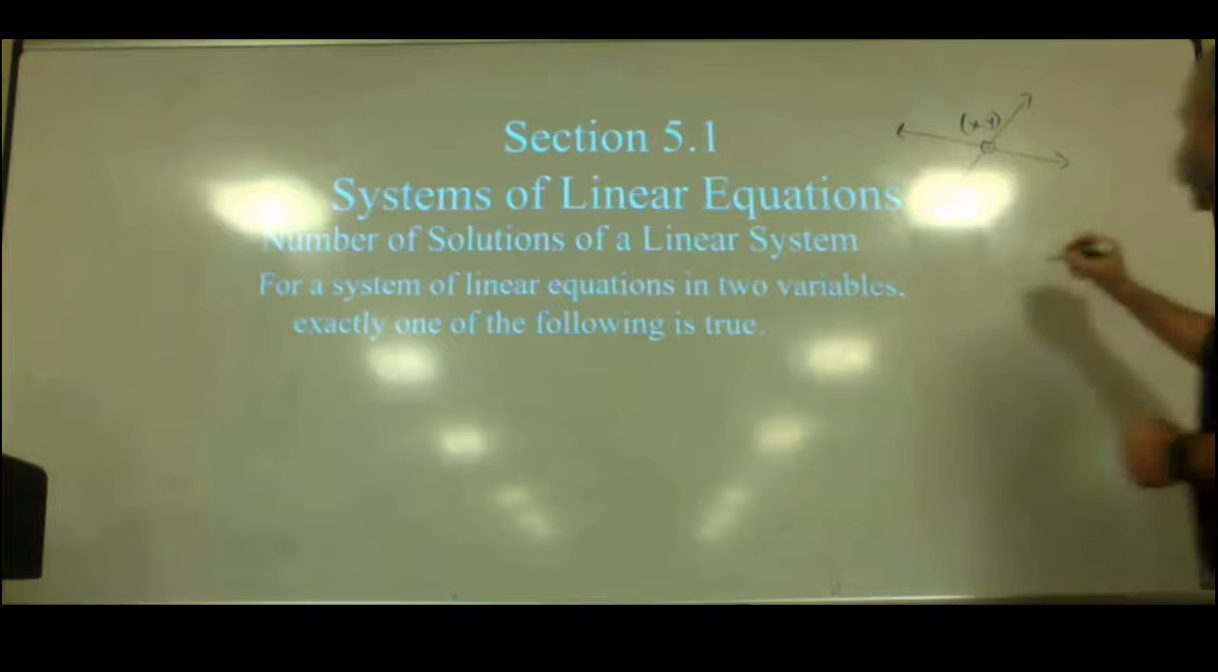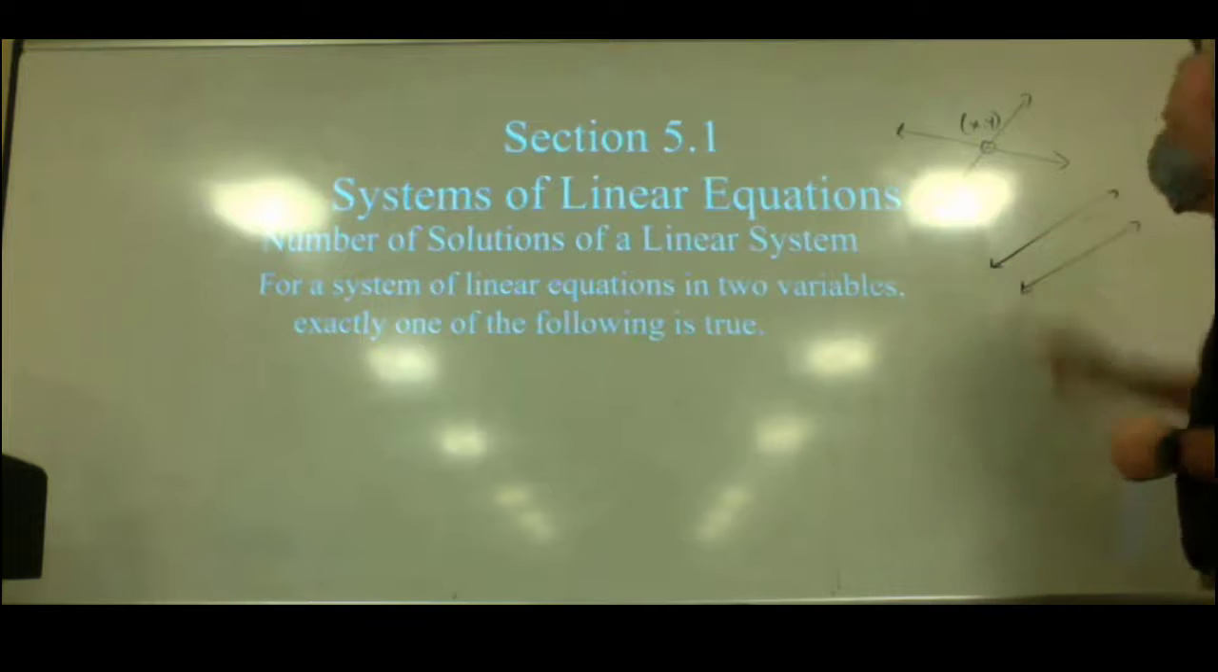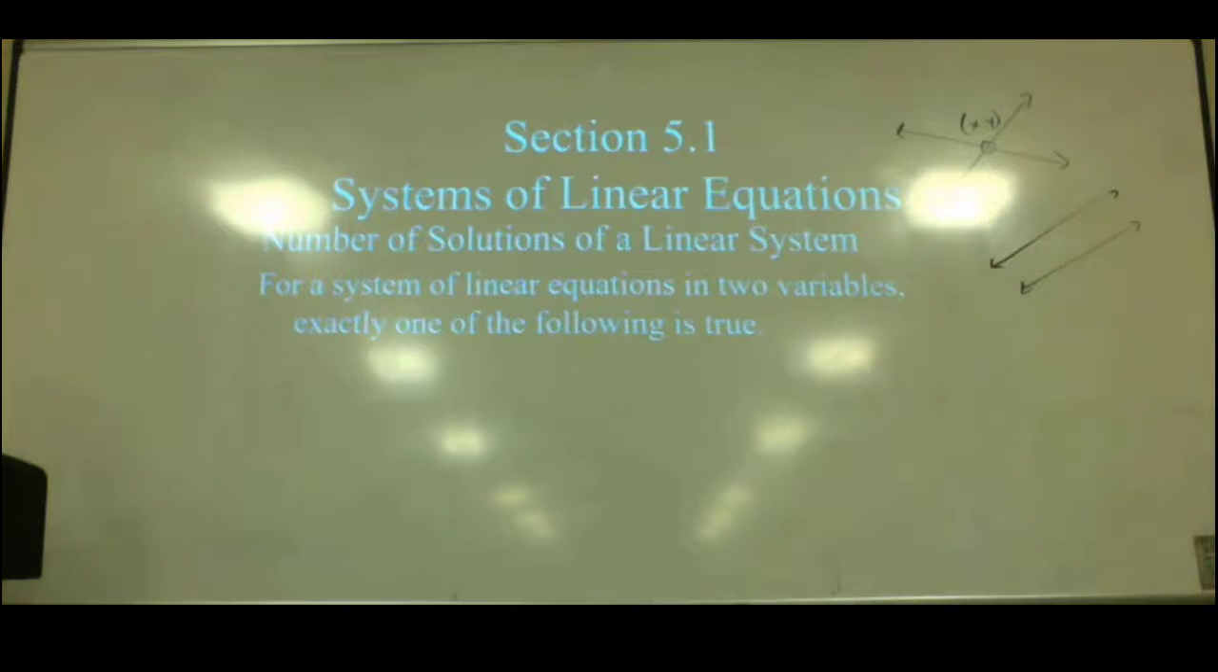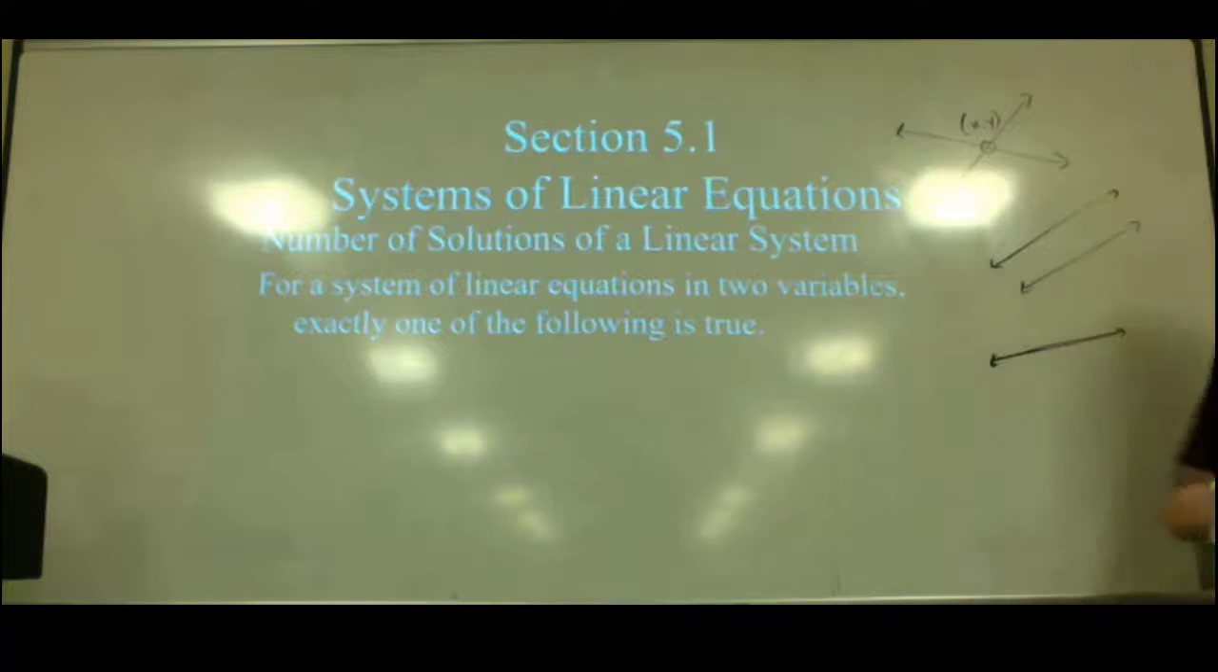Okay, another option is we could have two lines that are, well, that's the best I can do. They're parallel. And when you have parallel lines, what do you know about parallel lines? They never intersect. So that means there will be no solution to that system. There are no XY coordinates that will make both equations true. Okay, so it's impossible. Then the last case is you may have two lines that actually completely correspond with each other. So every point on one line is part of the other line because they're actually the same line.